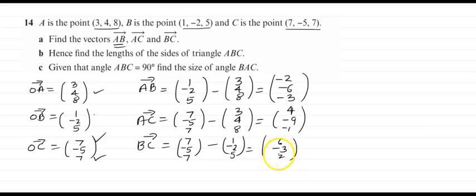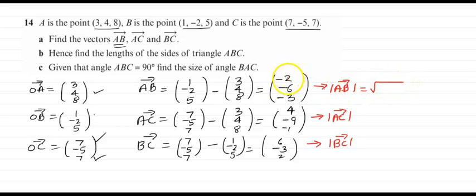Okay. Now we have got this. So we need to find modulus of AB from here. Modulus of AB. From here we'll find modulus of AC. From here modulus of BC. So modulus of AB will be minus 2 square, that is 4, minus 6 square, that is 36, and plus 9, that is root 49, and root 49 is 7.